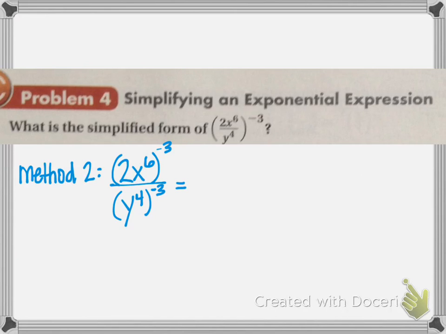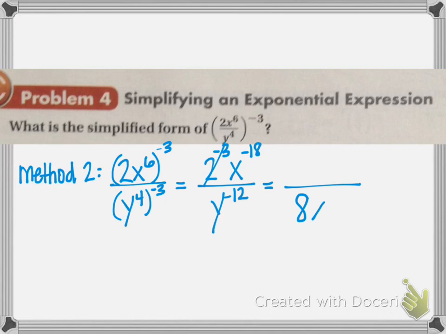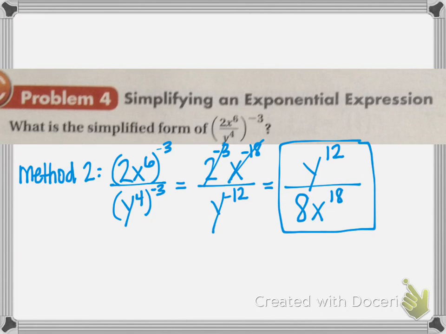So 2 to the negative third, and then x to the 6th to the negative third is x to the 18th, but it's negative. Then on the bottom I get y to the negative 12th. All these negative exponents are in the wrong spot, so you have to put them in the other part of the fraction. So 2 to the negative third comes to the bottom and is 8. X to the negative 18 comes to the bottom and is x to the 18th. Y to the negative 12 scoots up to the top and is y to the 12th. And it's the same thing. I personally don't like this method. It's confusing to me, so I just deal with the negative exponent from the beginning.